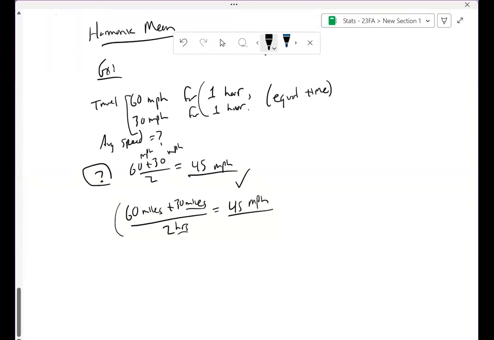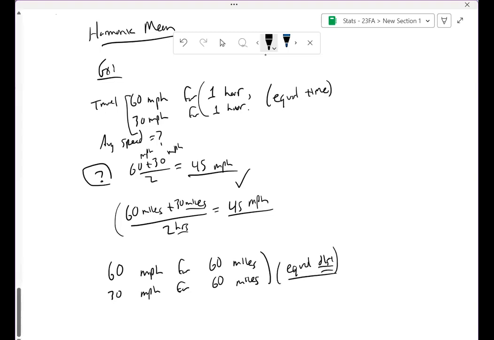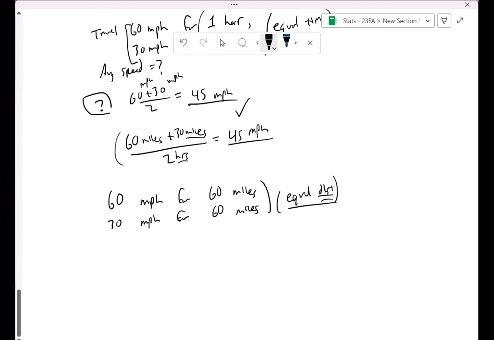What if my data was reported slightly differently? What if I had traveled 60 miles per hour for, let's say, 60 miles, and I traveled 30 miles per hour for 60 miles? So here I've got equal distance at each of these speeds. If I do the same thing, do I get the right answer?